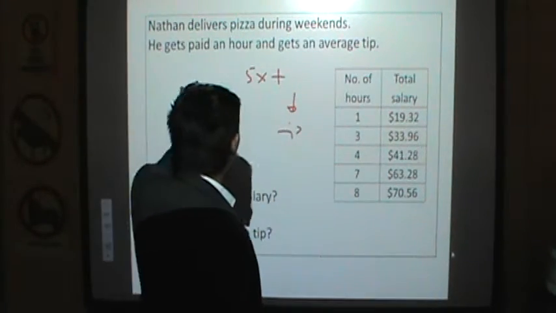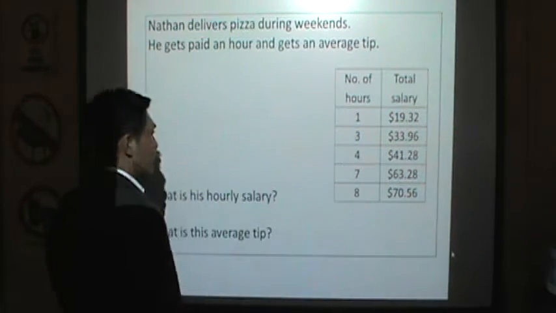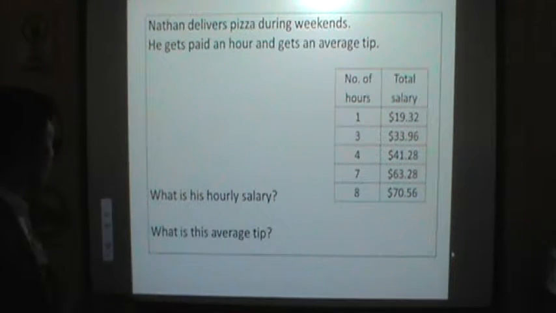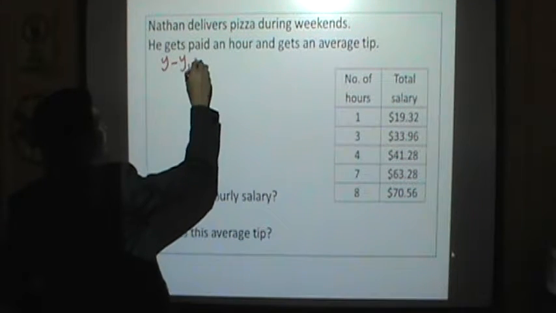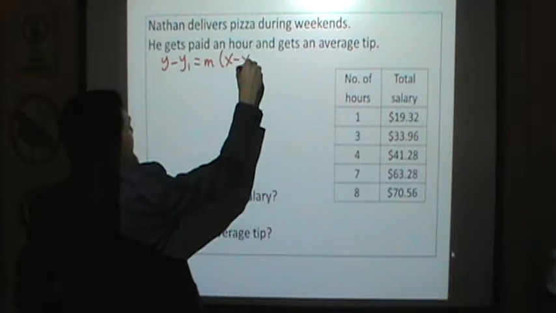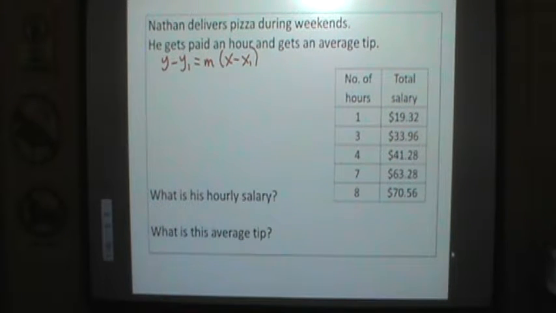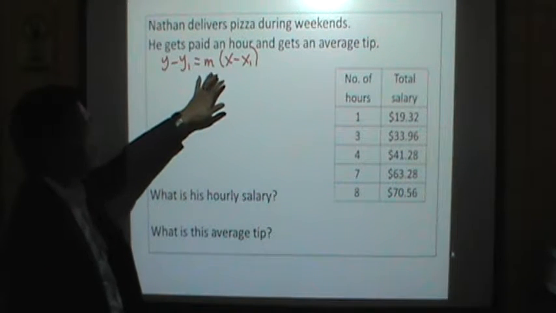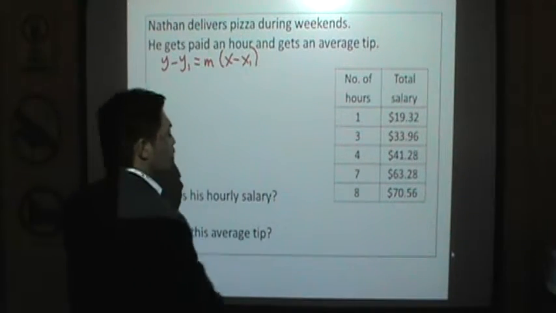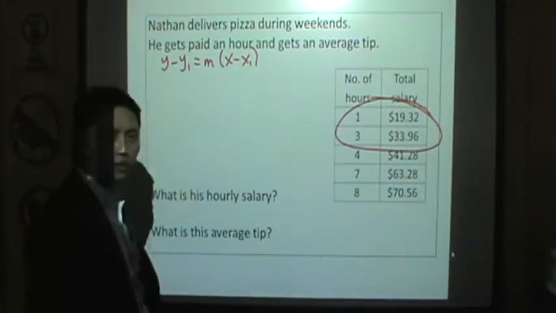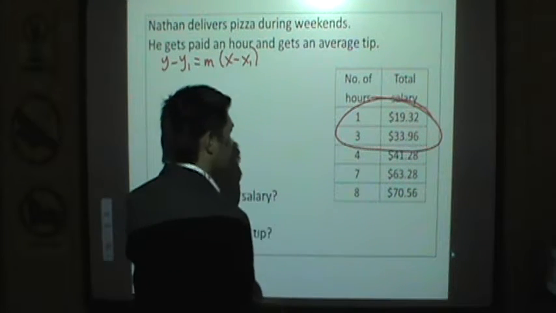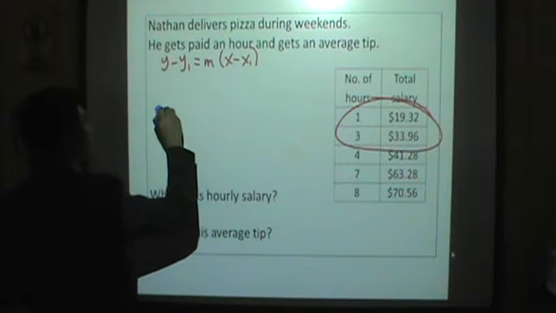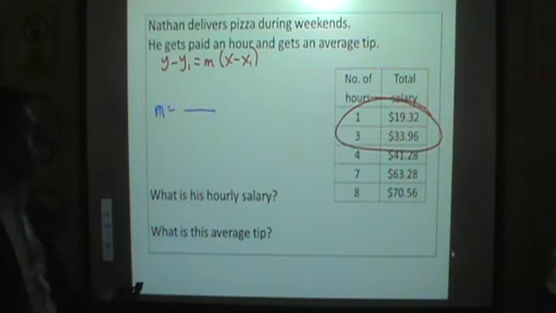Now, how are we going to do that? First, we need to make sure you know the formula y minus y1 equals m times x minus x1. To solve this, we need to find the slope first. To find the slope, we can use those two ordered pairs. Remember, to find the slope, we have y2 minus y1 over x2 minus x1.